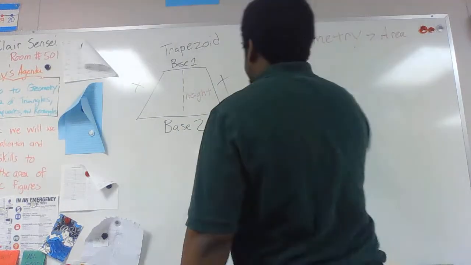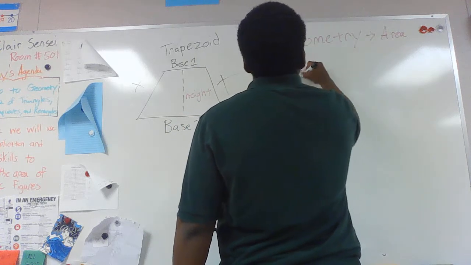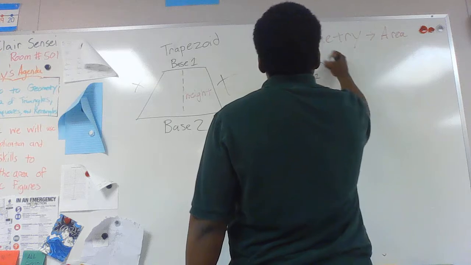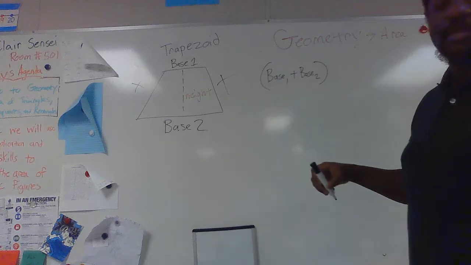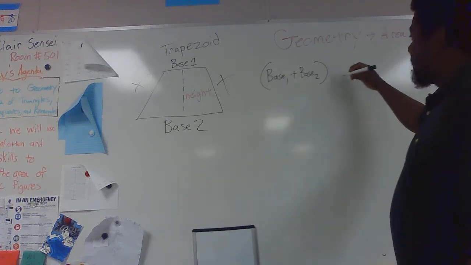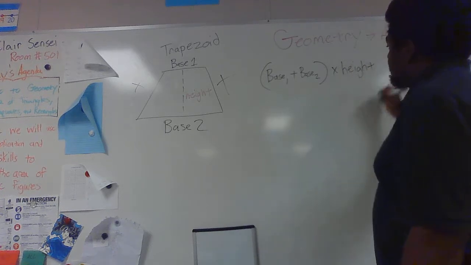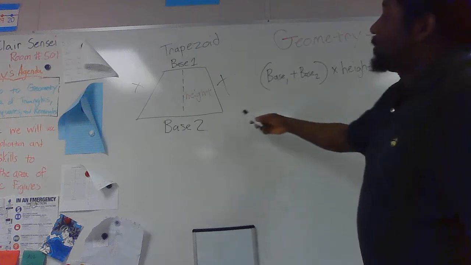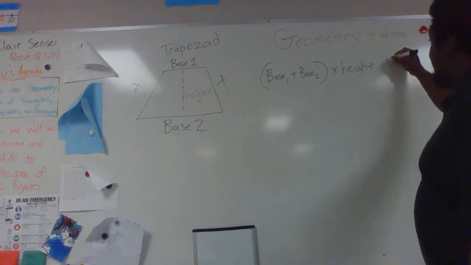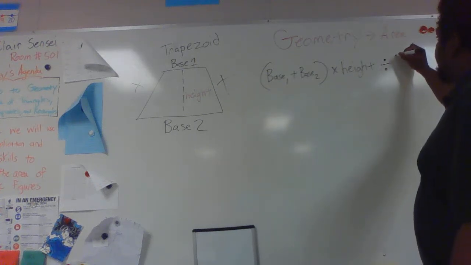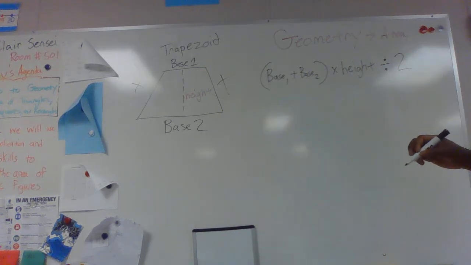So the beginning of the formula, I know you can't see this, but I'll move out the way in just a second. Base 1 plus base 2. That's the first thing that we're going to do is base 1 plus base 2. That's why I put them in parentheses so we know we do that first. After that, you multiply times the height. So the height will be given to you right there. Your last step, after you have a value, you're going to divide it by 2. Base plus base times height divided by 2.